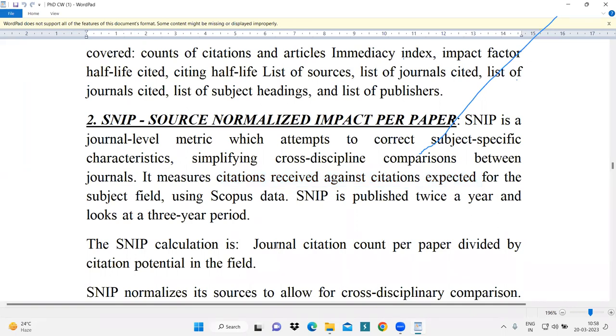The SNIP calculation is journal citation count per paper divided by citation potential in the field. The citation count per paper divided by the citation potential, how much potential it had. The student had the potential to obtain 90%, but has obtained 80%. So 80 divided by 90 is marks obtained divided by expectation, right? That is the SNIP.